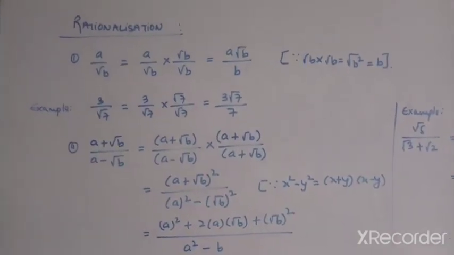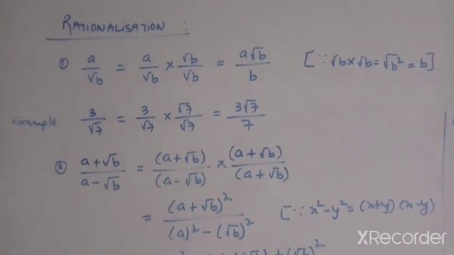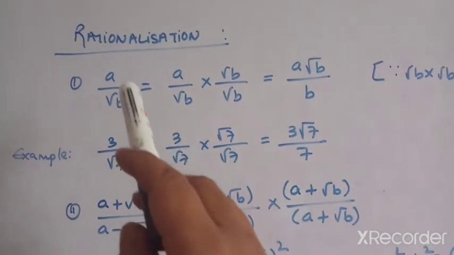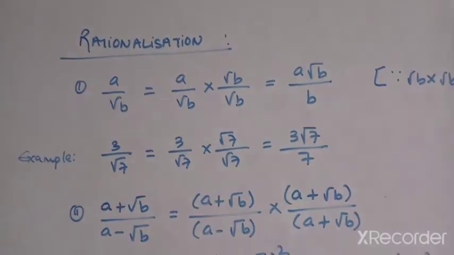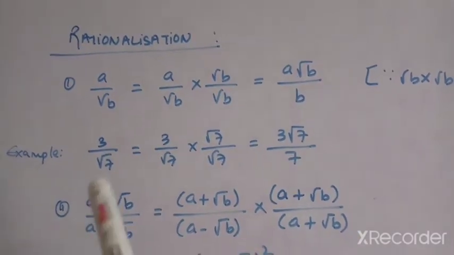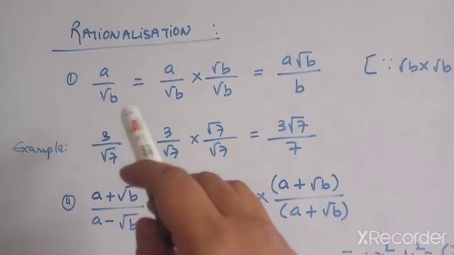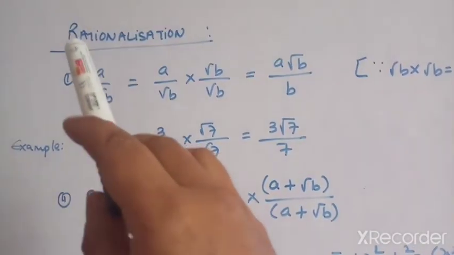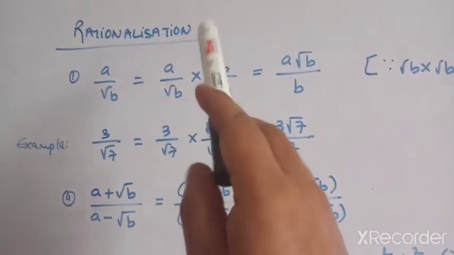Now next we will learn about rationalization. If you have a fraction with a root in the denominator, you cannot leave it as it is. In order to make the denominator free from the root sign, we follow the process of rationalization.